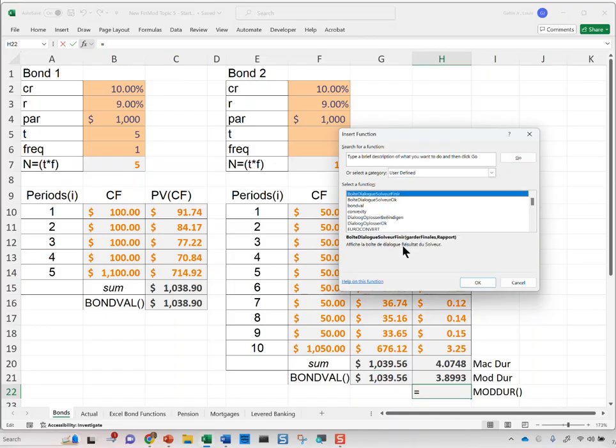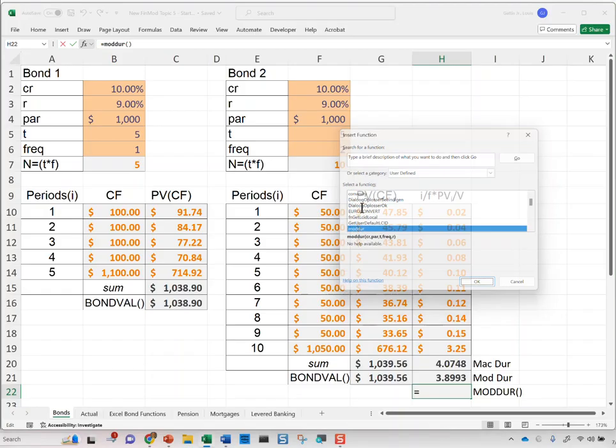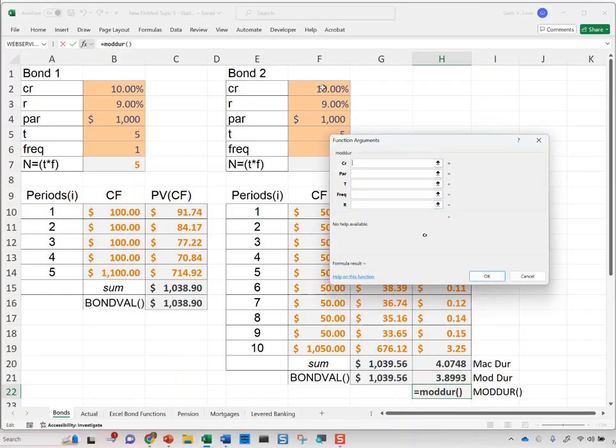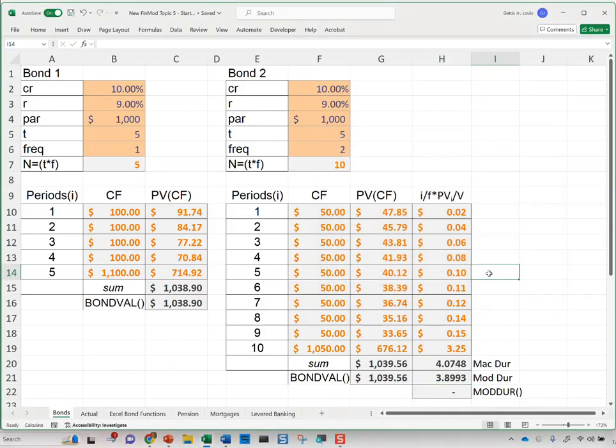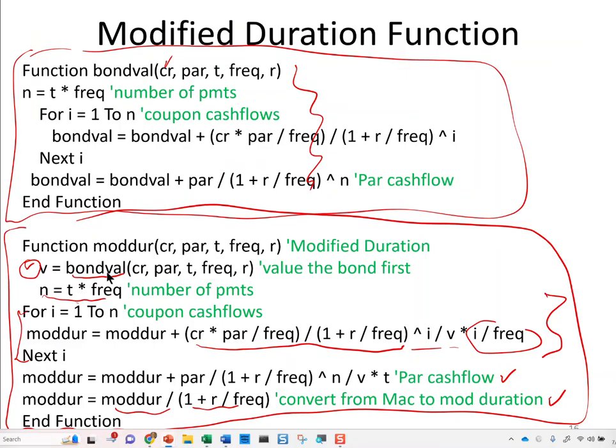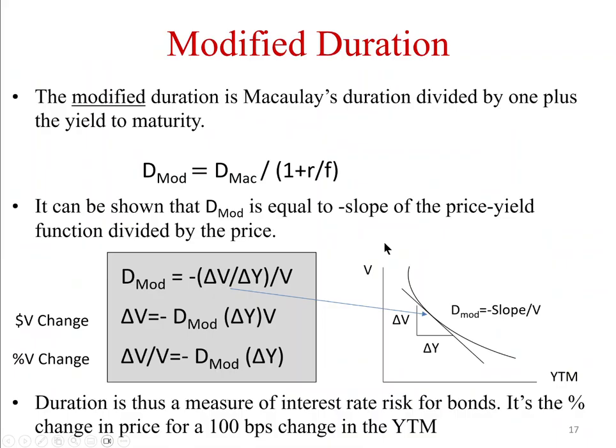User defined. I'm going to look for mod dur. I'm going to put in my coupon, my par, my maturity, my frequency, my discount rate, and there you see you get exactly 3.89 years as the modified duration. All right, so that's the mod-dur function.